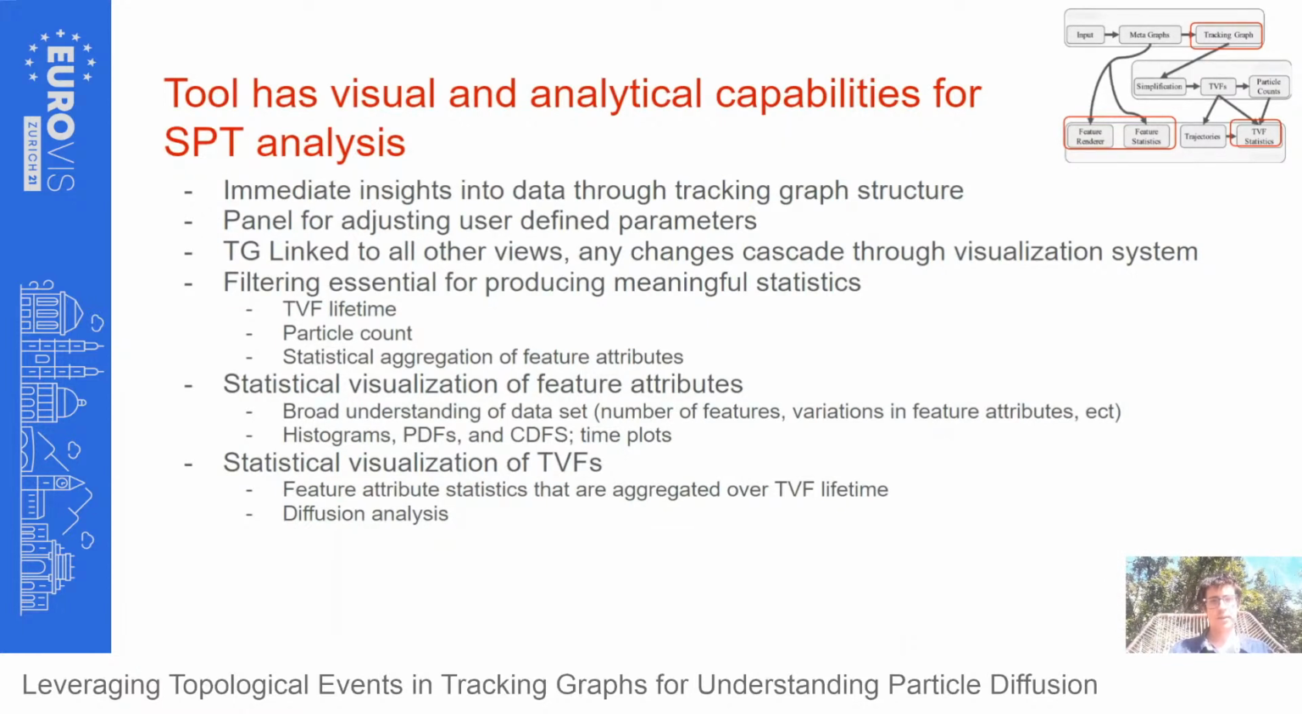The user can filter TVFs in three ways: by lifetime of the TVF, by the derived particle count, or by a statistical aggregation of individual feature attributes within the TVF. For visualizing the filtered data, the user can select either removing all TVFs from the tracking graph if they are below the specified filtering threshold, or alternatively highlighting the features that exist above the specified threshold. We incorporate a number of options for viewing statistical attributes of the dataset and also time-varying features.